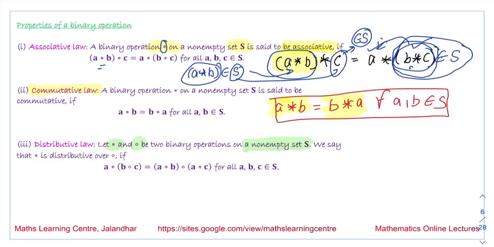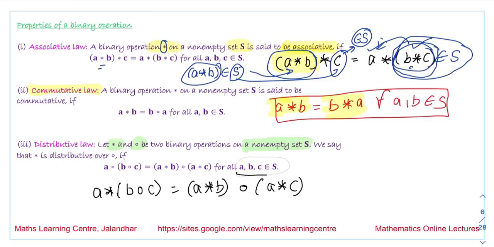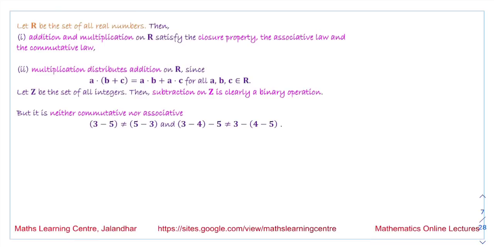Then we say that star is distributive over O if A star (B O C) is equal to (A star B) O (A star C), and this holds for all A, B, C belonging to S. If this property holds, then we say that this binary operation is distributive. Next we have listed some problems related to these properties.